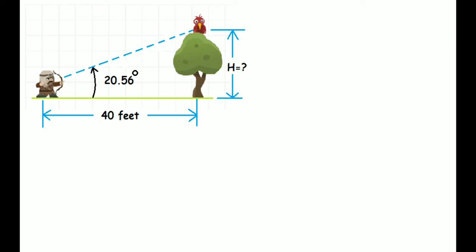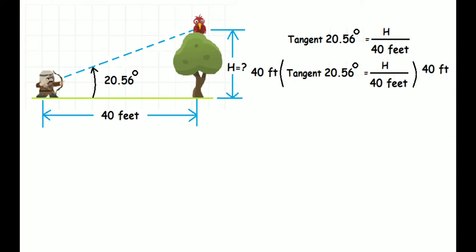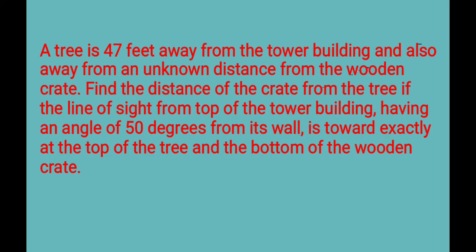Since the archer is 40 feet away from the bottom of the tree, the equation will be tangent 20.56 degrees is equal to height h over 40 feet. To find the equation for h, multiply both sides by 40 feet. The equation will now become h is equal to 40 feet times tangent 20.56 degrees. Therefore, the height of the tree is equal to 15 feet. Let us now go to the third example.